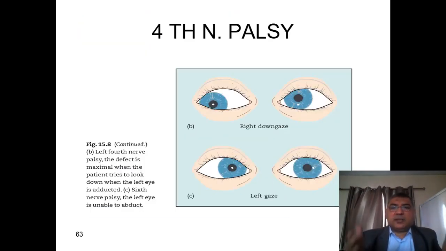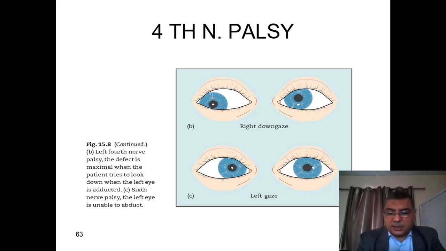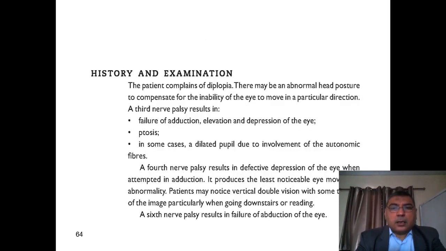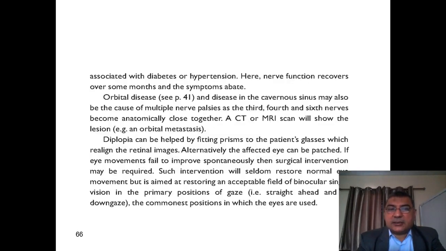Fourth nerve palsy, there will be defective depression of the eye in the adducted position, and also there, with time, there may be overaction of the inferior oblique muscle in the same eye. Of course there will be a history of diplopia, a history of disease that resulted in this paralysis.